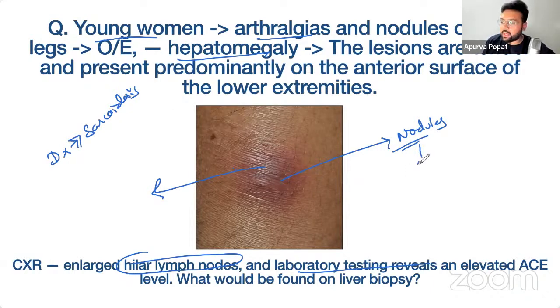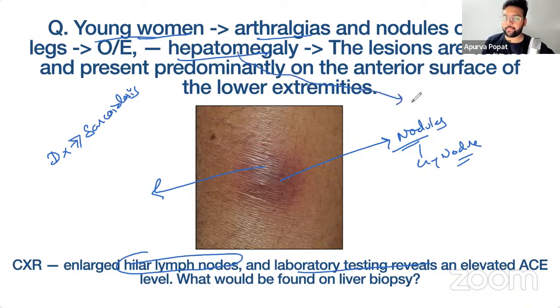These nodules are erythema nodosum. That's also perfect. In the serum, we see high levels of ACE in patients of sarcoidosis. Sarcoidosis is common in women, especially the black population of women. Now they are asking that this patient is also having hepatomegaly. If you take a biopsy from the liver, what kind of pattern will you see? What will you see in liver biopsy in patients of sarcoidosis? That's what they are asking.